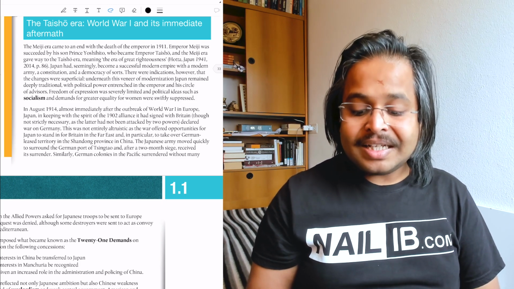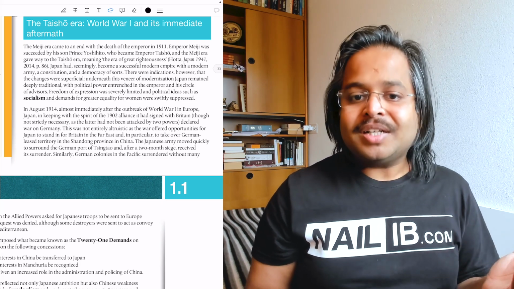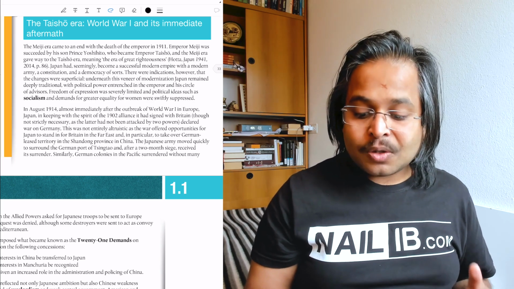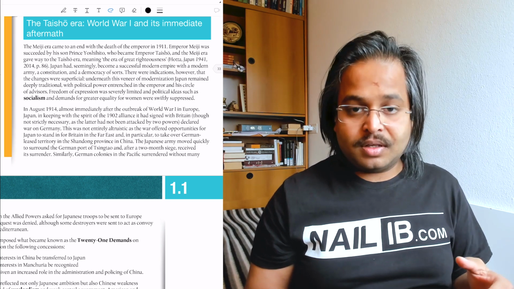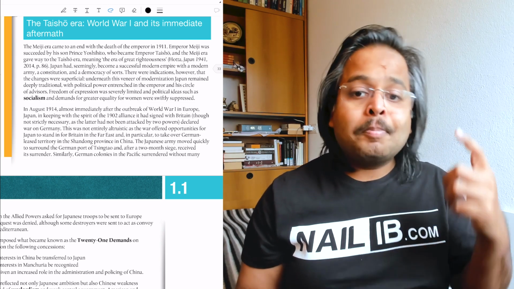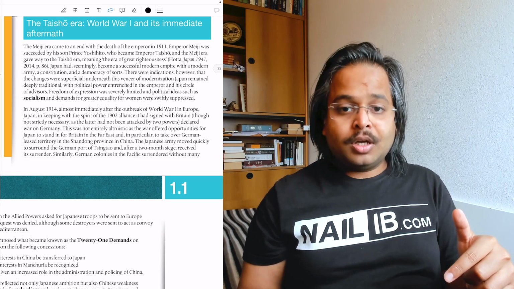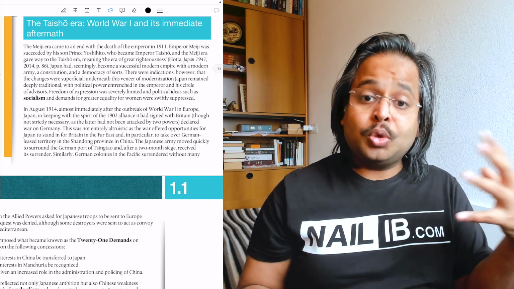This was not entirely altruistic, so it's not only being done for Britain, please understand, as the war offered opportunities for Japan to stand in for Britain in the Far East. So conquering lands, but in the name of Britain. So, especially in the Far East. So you can do whatever you want to do independently if you wish to, but you have to do it in the name of the alliance and as a friendly protector of Britain.